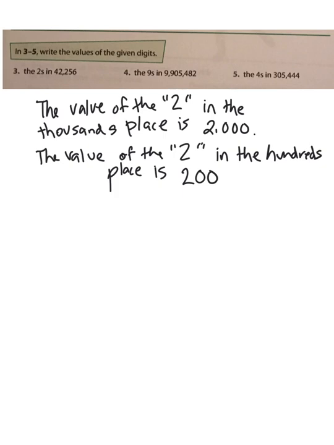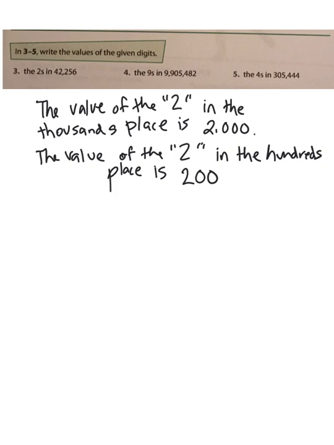Okay, now I'm going to let you do number 4 and number 5 on your own. I don't think you need me to guide you through that step by step. But notice the value of the 2 for this one. Notice I didn't just put it's the value of the 2 is 1,000.